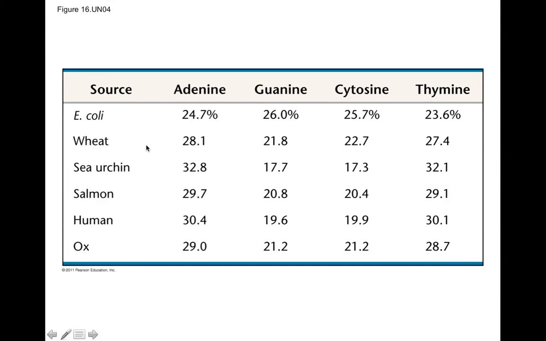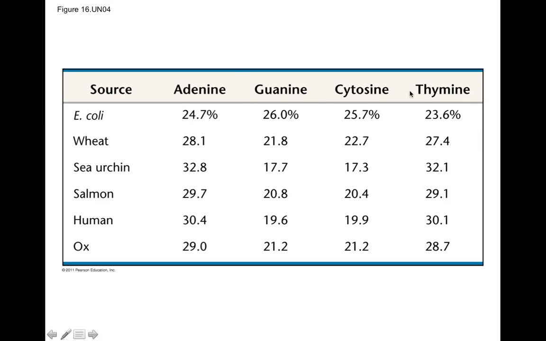So Chargaff performed an experiment. He found that the proportions of the nucleotides were different when he looked at E. coli, a bacterium, wheat, which is a plant, sea urchins, salmon, humans, and oxen, which are all different types of animals. So not only did he find that these ratios varied, he also found that the proportion of adenine was usually very close to the proportion of thymine, and the same for guanine and cytosine.